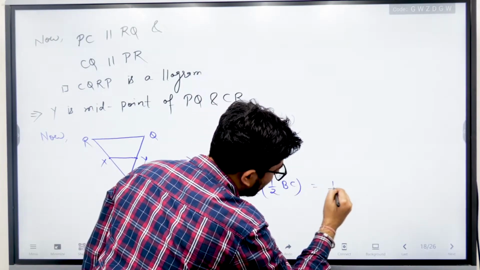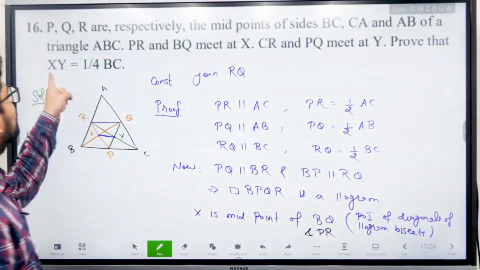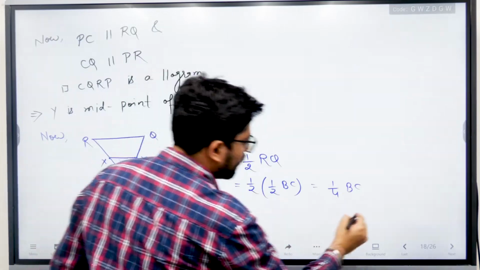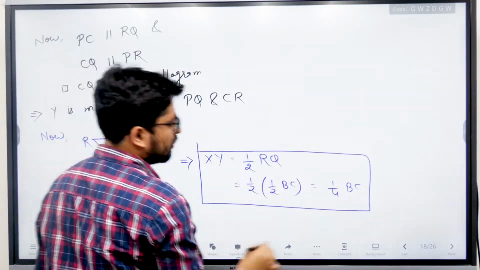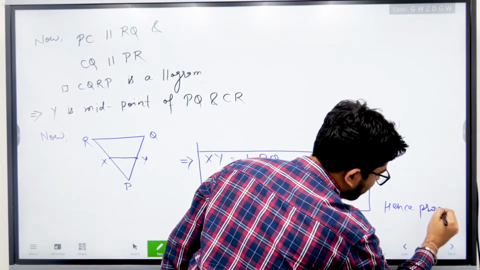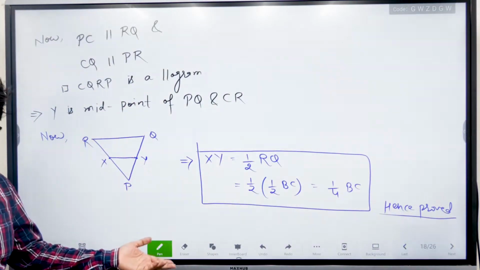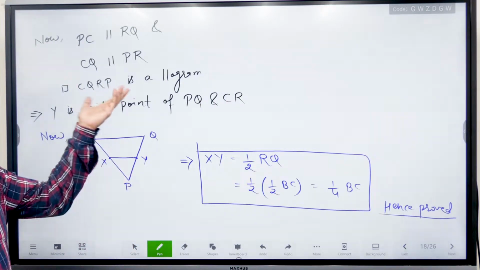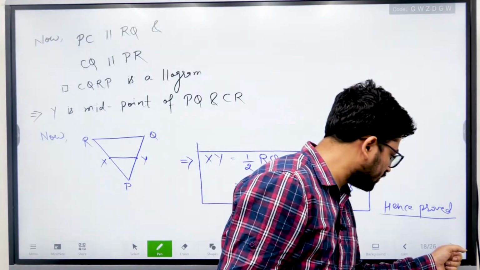So this is 1 by 4 times BC. So XY is equal to 1 by 4 times BC. So this is my answer, or you can say proof. Okay, hence proved. Got it? So here we are using the midpoint theorem three times and the properties of a parallelogram. Okay, so now let's move to the next one.